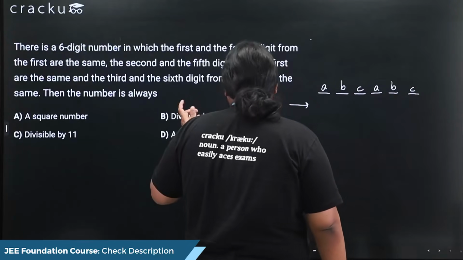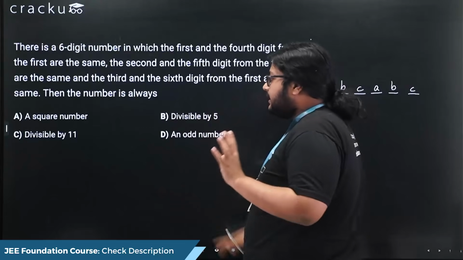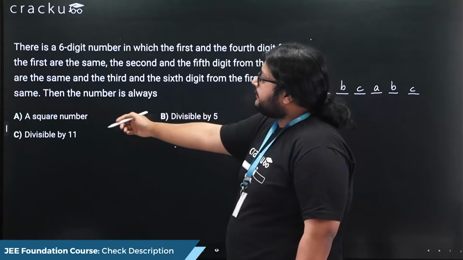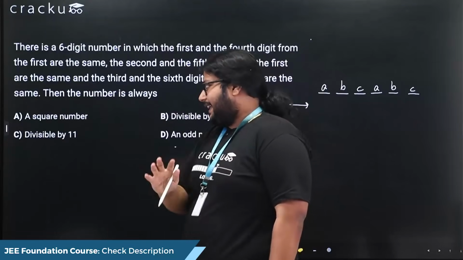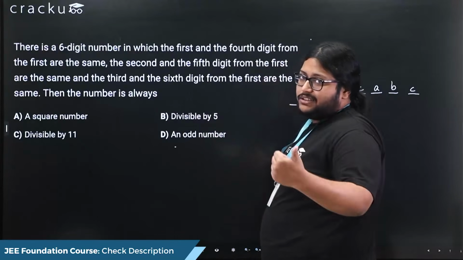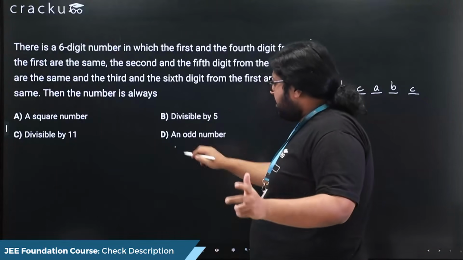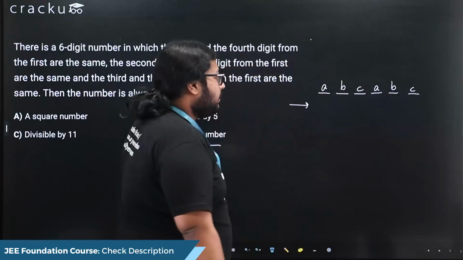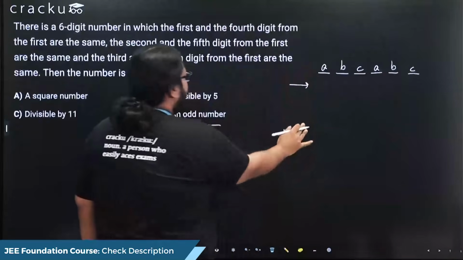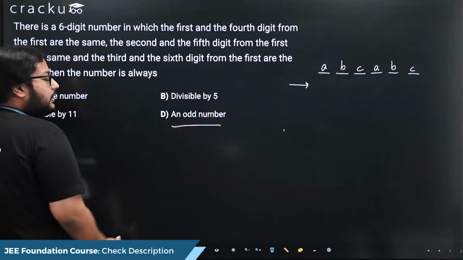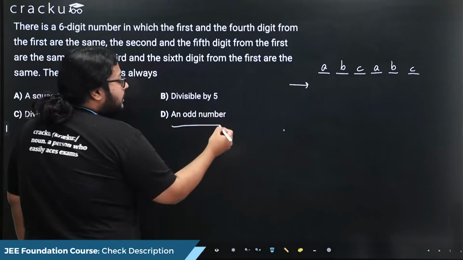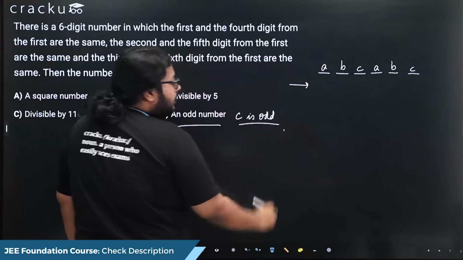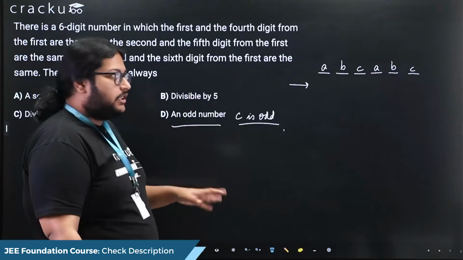Okay, now they ask us if the number is always going to be what? An odd number, divisible by 5, square number, or divisible by 11. Very easily we can say a few things. First is, when will this be an odd number? This will be an odd number when C is odd, right? For an odd number, the last digit has to be odd or even.